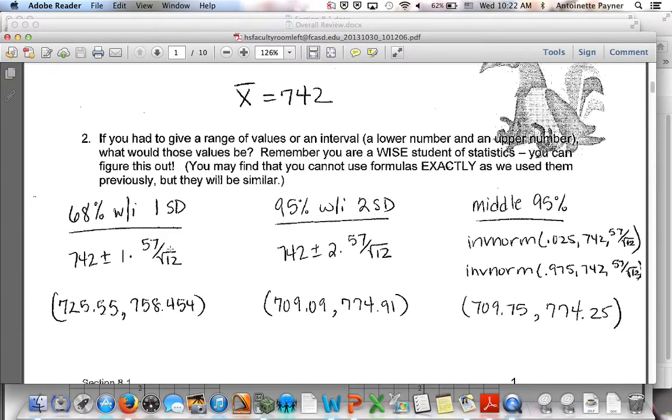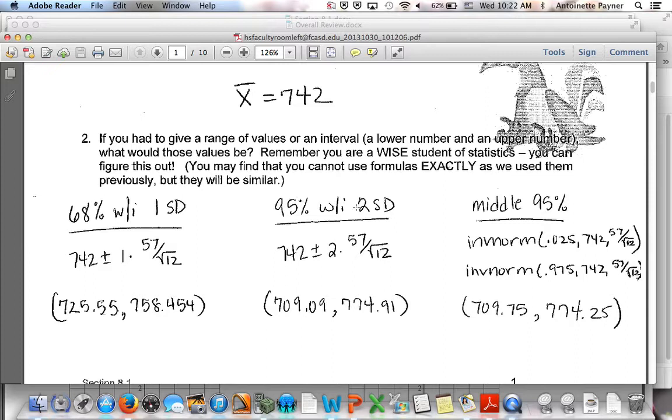Note here that I'm using 57 divided by the square root of 12 because 12 is my sample size. Since I'm using that x bar, I want to compare it to all the other x bars, so I want to use that standard deviation of the sampling distribution. You may have forgotten to do that, but I think the idea probably would have been the same. And you would have gotten this interval.